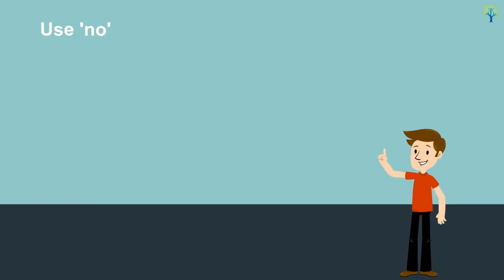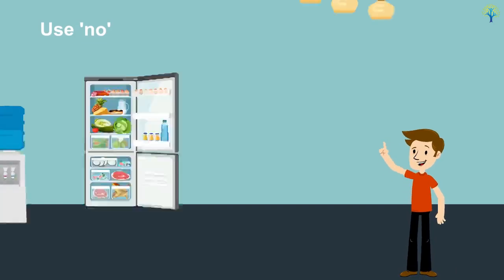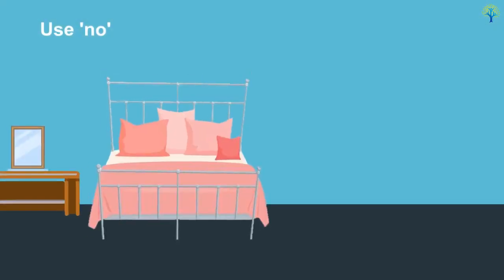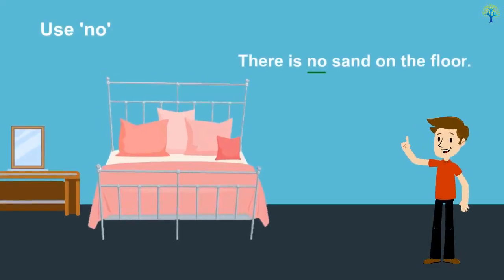Use no before an uncountable noun when you are sure it is not there. For example, no milk or no juice. To form a negative sentence, use no before the uncountable noun. For example, there is no milk in the fridge. Or, there is no sand on the floor.